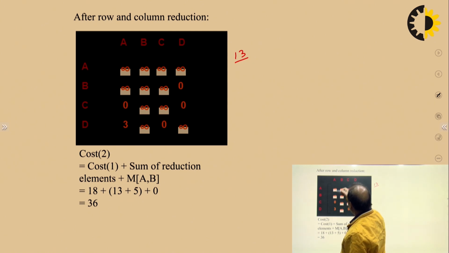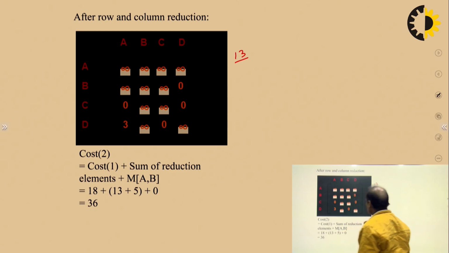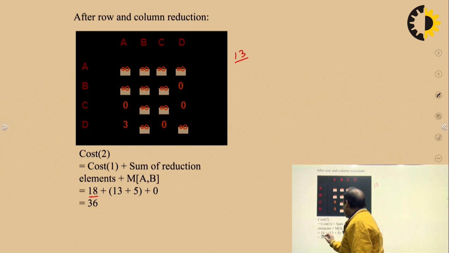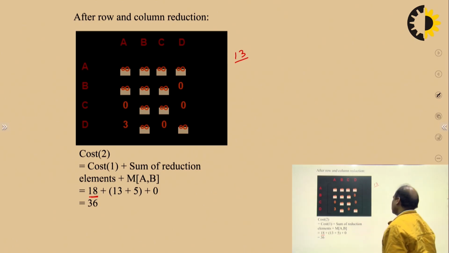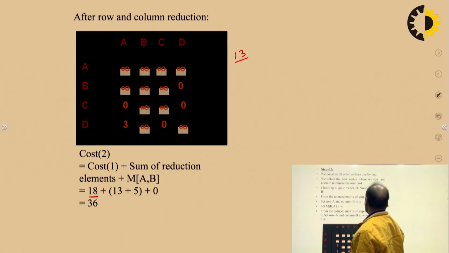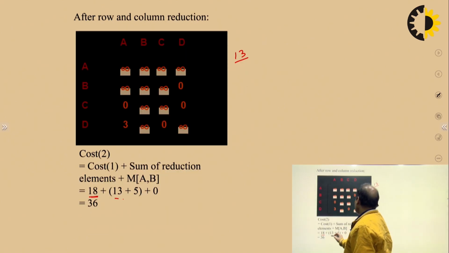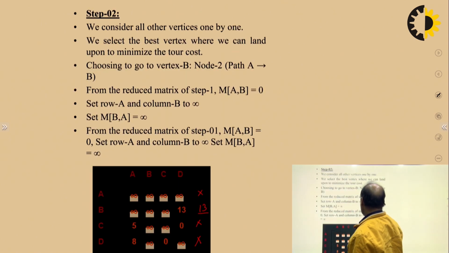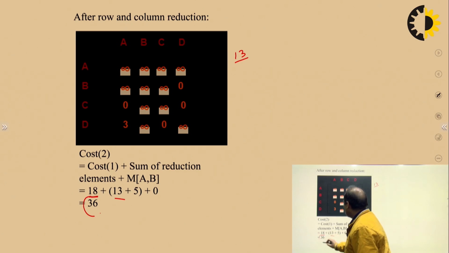This cannot be reduced. This cannot be reduced. Similarly, this cannot be reduced. This cannot be reduced. So what was the cost? 18 is the cost of node number 1 plus 13 is the cost of row reduction. So you look at here, 13 is the cost of row reduction. And then the column reduction is also going to be here. So this total cost is going to be 36.